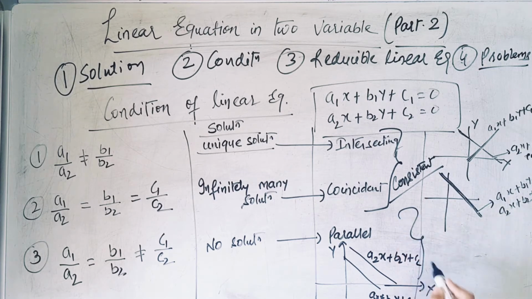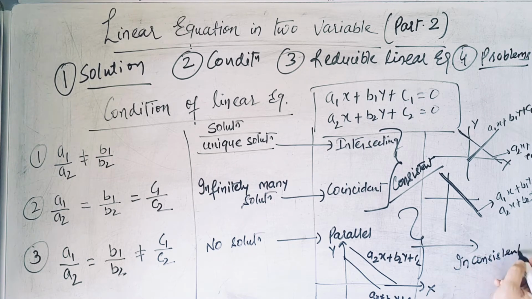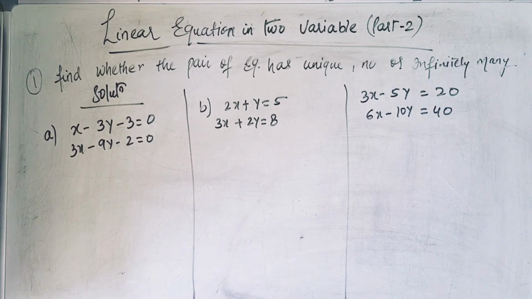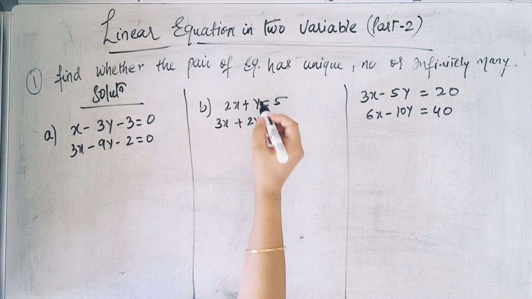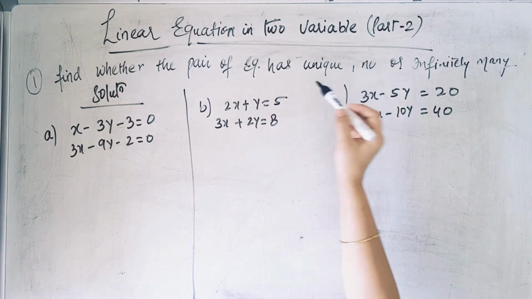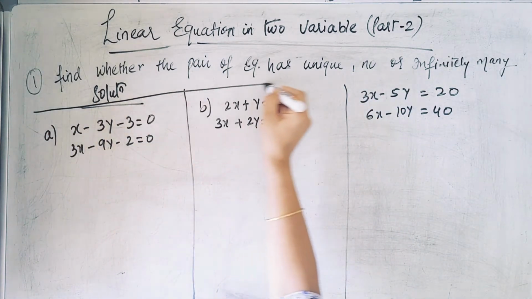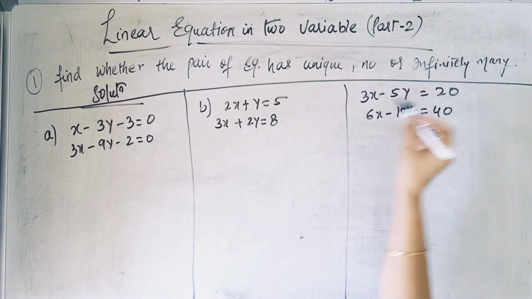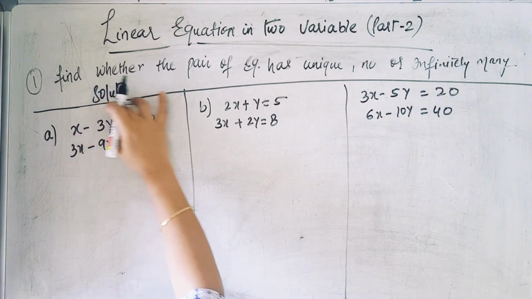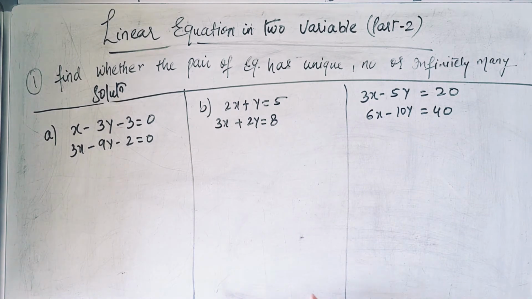And if we are getting parallel lines, that is for no solution, it will be inconsistent. So this is a very important concept which you should be aware of. Now see, based on the concept which I explained right now, we have one question over here. Find whether the pair of linear equations has a unique solution, no solution or infinitely many solutions, according to the concept I just told you.